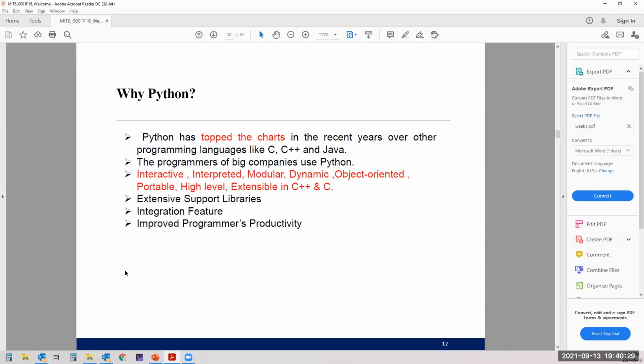Extensive support libraries, open source. So anybody can add a library so that everybody can benefit from these libraries in Python. Integration feature and improved programmer productivity. So if you have any idea, you can make your own library and add it to the language, and everybody can import that library and use it for their programs.